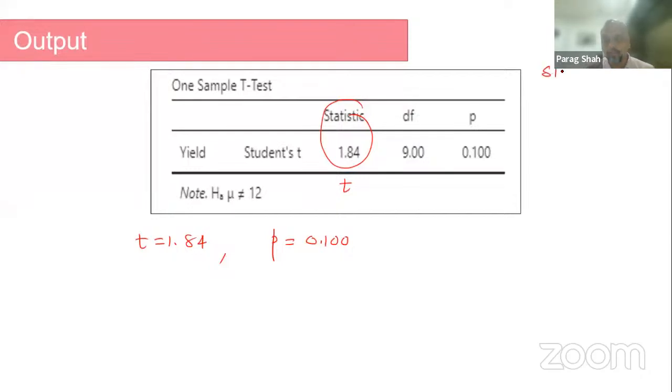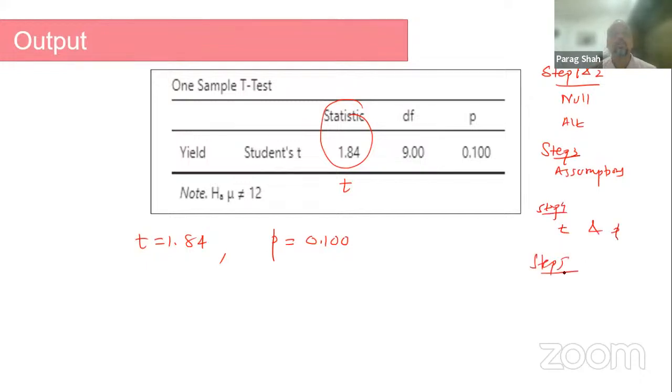So what was your step 1 and 2? Step 1 and 2 was null and alternative. What is your step 3? Assumptions. What was your step 4? Test statistic and p-value. That we have done. What is your step 5? Conclusion. So now we'll go with step 5. What is the P value? 0.100. Where to compare it with? Alpha. What is alpha? 0.05. So I can say 0.1 is greater than alpha.